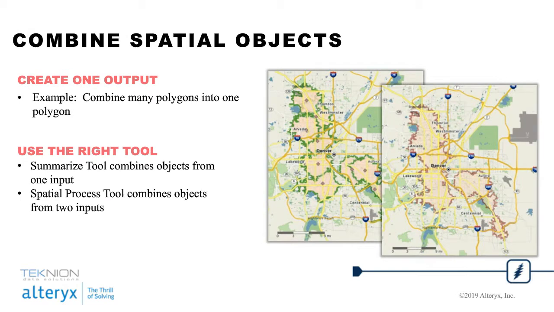So for combine, you really are creating one output. For example, combining polygons into one large polygon. So on the screen on the maps, you see those 10 drive time areas that we generated in session 1. What if we want to call that our Denver market? What if we want to combine all those polygons and then look at the demographics for the entire market instead of looking per trade area one at a time? You would actually use the combine process. And as I mentioned, there are 2 ways to do that. There's the summarize tool. That works if you combine from one input, and then your spatial process tool combines objects from 2 inputs. So there's a right time to use each one.